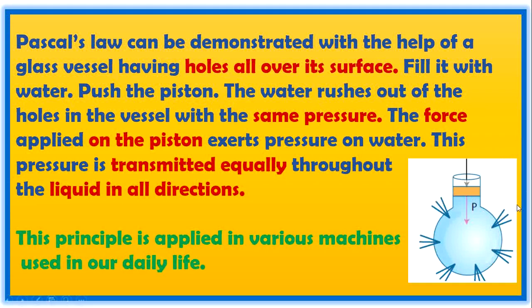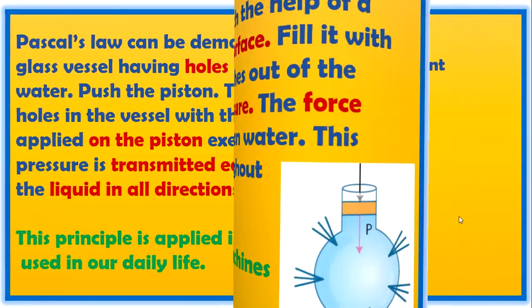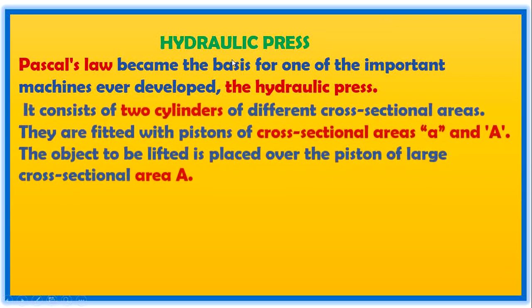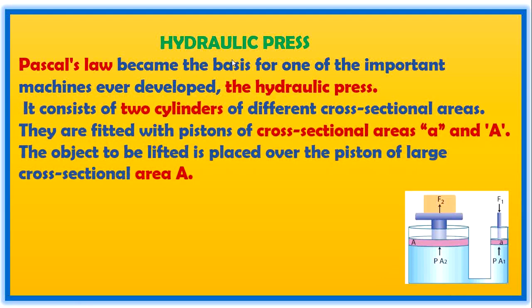Now this principle is applied in various machines used in our daily life. The hydraulic press is one of the applications of Pascal's law. Pascal's law became the basis for one of the most important machines ever developed, the hydraulic press. This hydraulic press consists of two cylinders of different cross-sectional areas, capital A and small a, fitted with pistons.